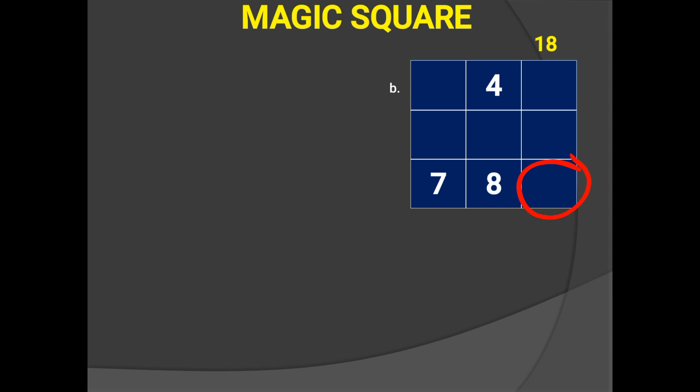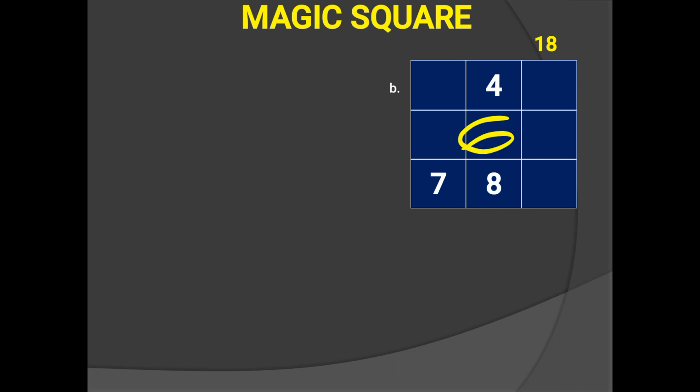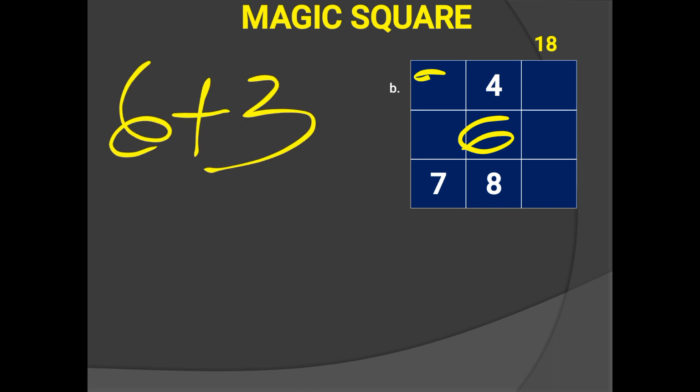So let's move on. Now the magic number is what? 18. So 18 divided by 3, what does it give us? 6. So we write 6 in the middle of the square. So I have my 6 here. Good. Now I add 3 to my 6. So 6 plus 3 will give me 9. I write my 9 here. Then I subtract 3 from it.